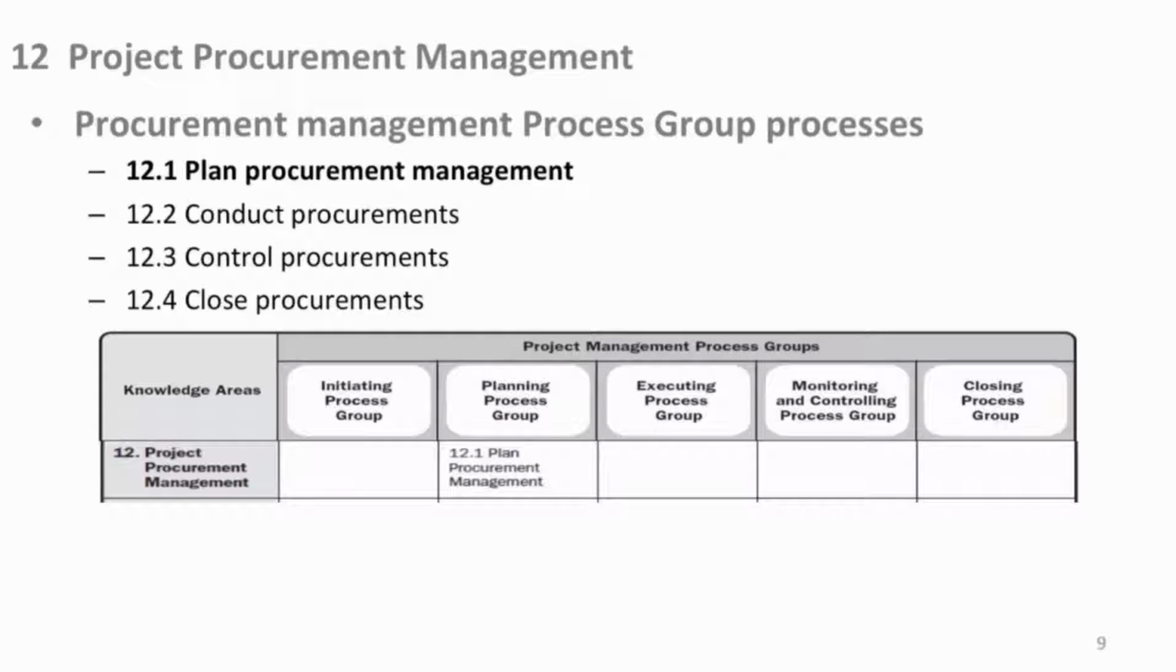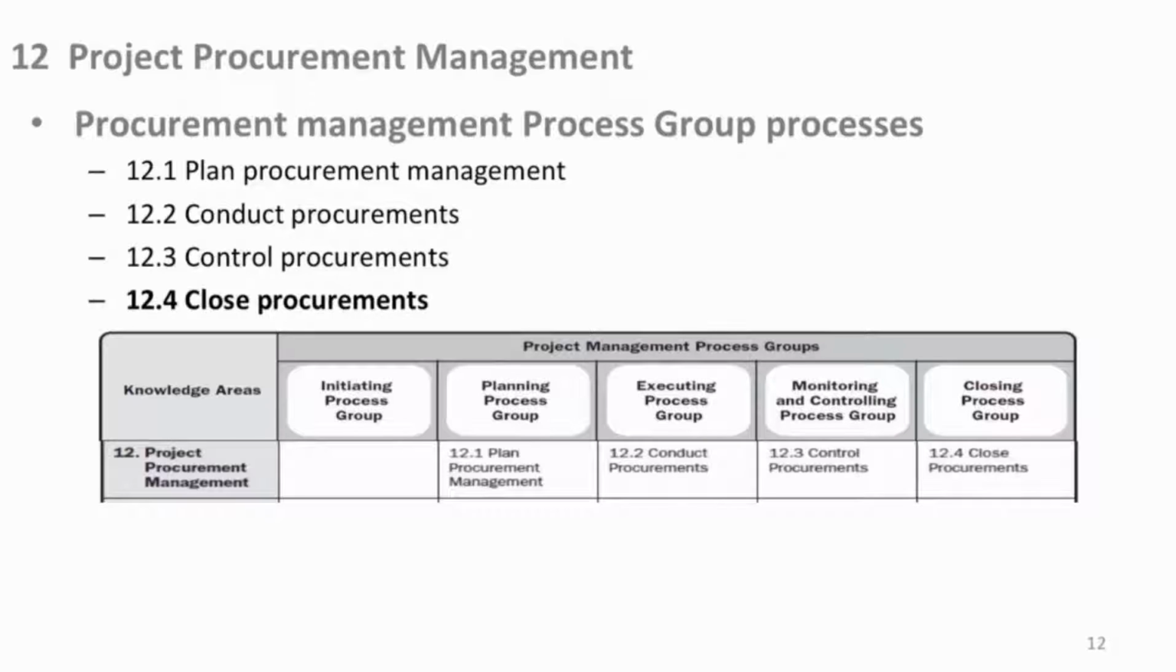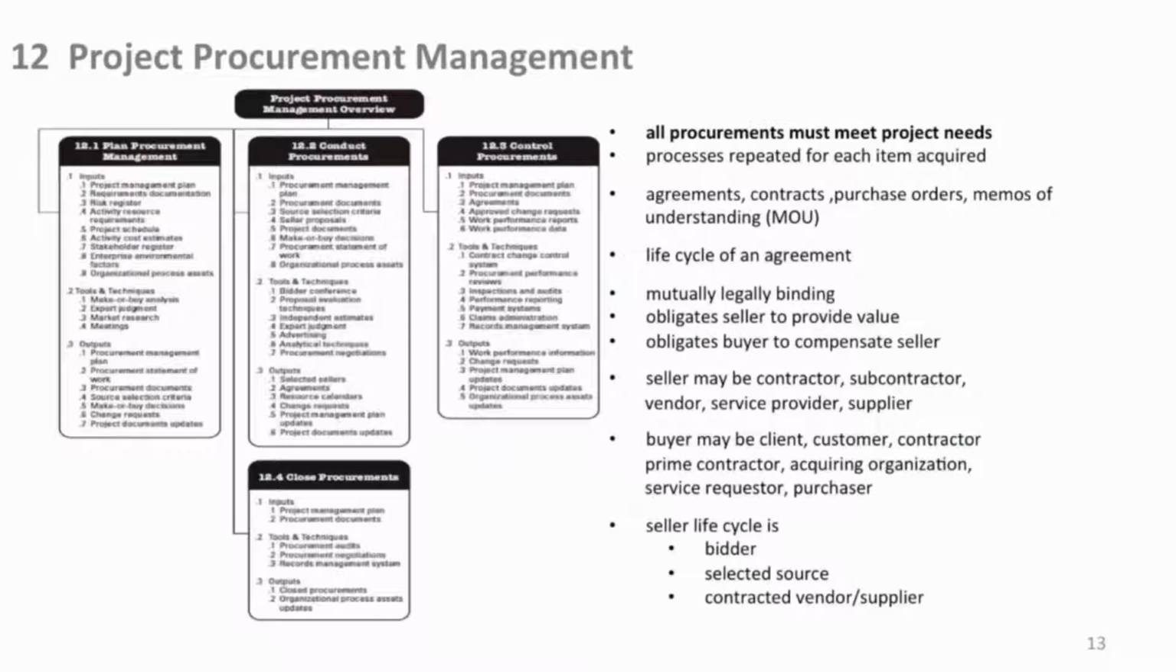Here's our knowledge area process group grid again from table 3-1 with a slice of knowledge area 12. And like everything else, we know planning goes in planning. How about conduct? We're conducting, we're doing things, we're actively executing the procurement management plan. So therefore, conduct procurements is one of the, remember, one of the 8, I believe, executing processes in the executing process group. Controlling procurements appropriately goes in the monitoring and controlling process group. And finally, we have close procurements, one of the only 2 of them that go in the closing process group.